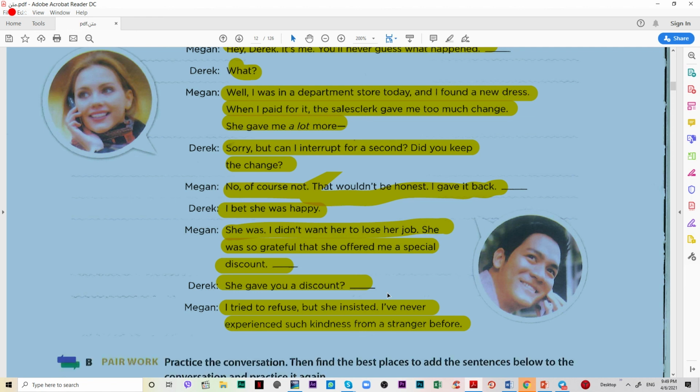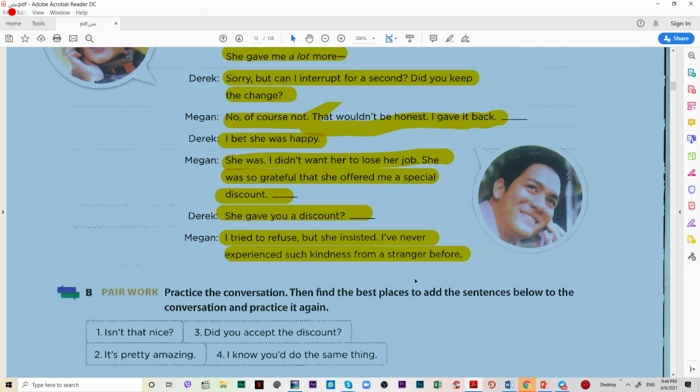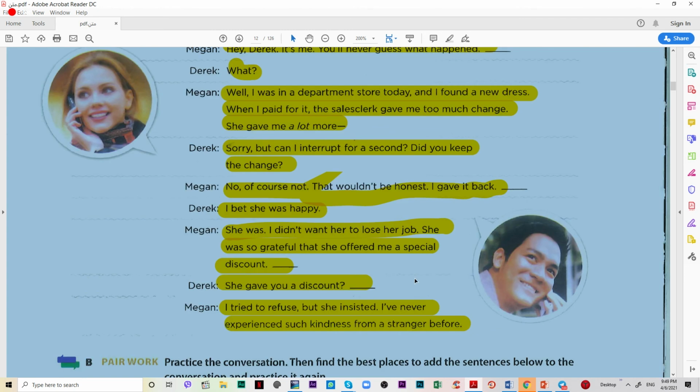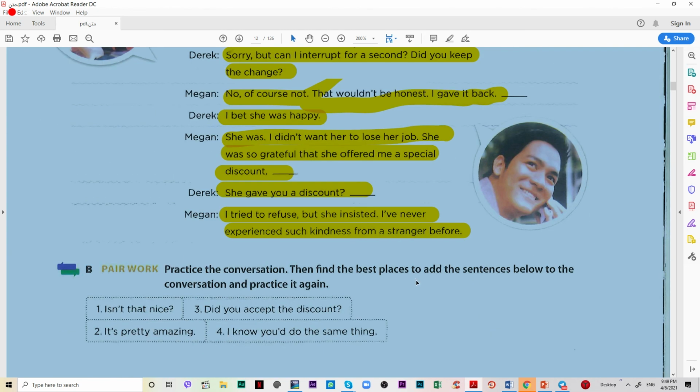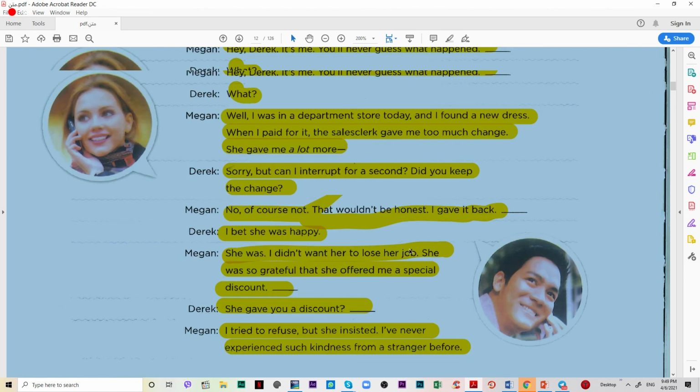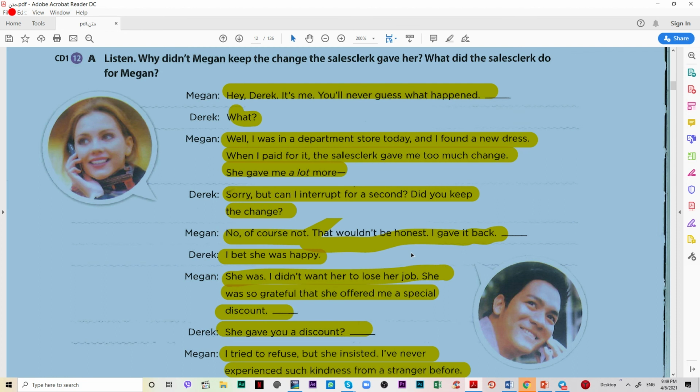Yes, you can use it here. Yes, it's pretty amazing. Okay, yes. I tried to refuse the discount, but okay, I refused. Okay, great. Is the idea clear to everyone? Do you have any questions?